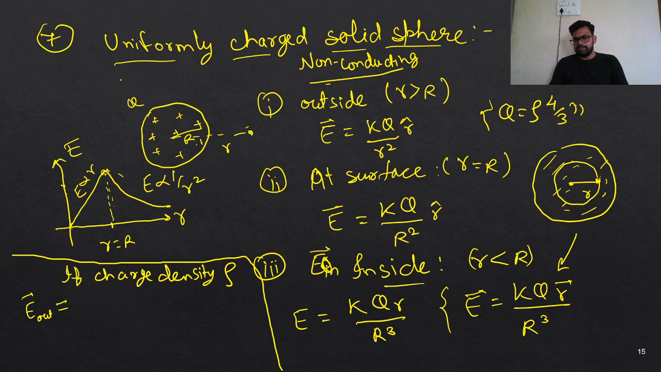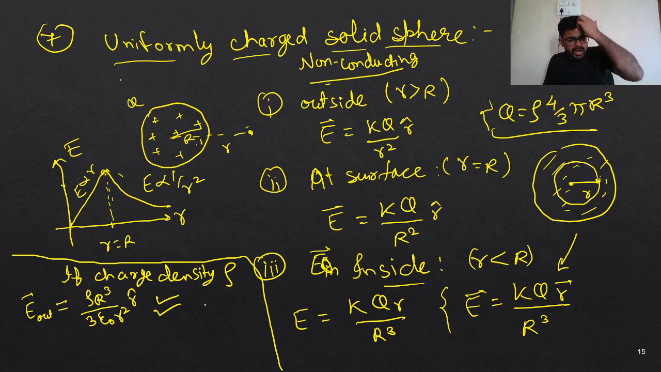Volume is 4 by 3 pi R cube, and k can be written as 1 upon 4 pi epsilon naught. So finally, what formula are you getting? You will get rho R cube upon 3 epsilon naught r square, r cap. Remember, this is the formula you need to remember. I think you are getting it. You need to remember rho R cube upon 3 epsilon naught r square. This is the formula in terms of charge density.